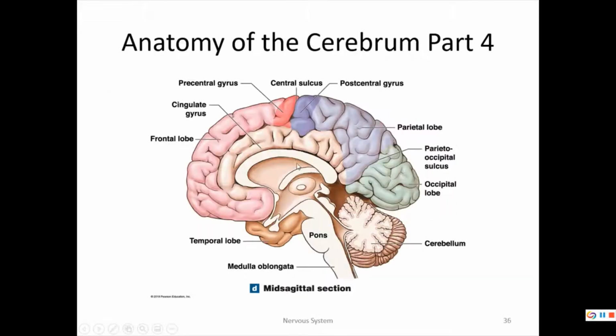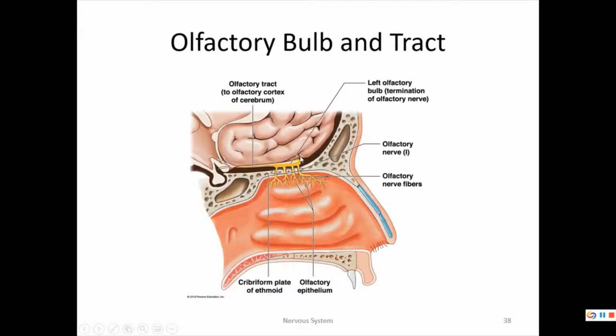The olfactory bulb and tract is right about here. To find it, we're going to look at this diagram. Here we have our frontal lobe, and inferior to it we have an olfactory bulb, the terminal end of the olfactory nerve, and the bundle of neurons called the olfactory tract as it goes up to the brain to let me know about smell. Smell affects things like memory. It will bring back a lot of memories.